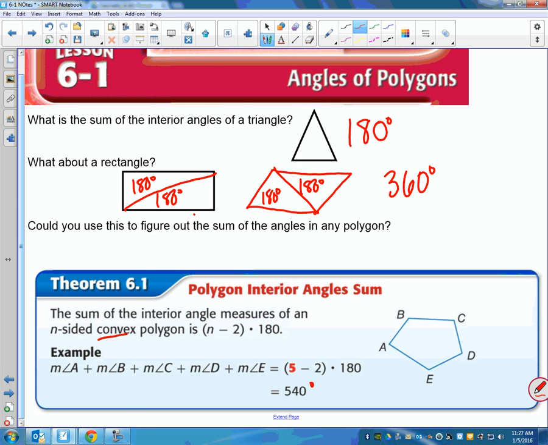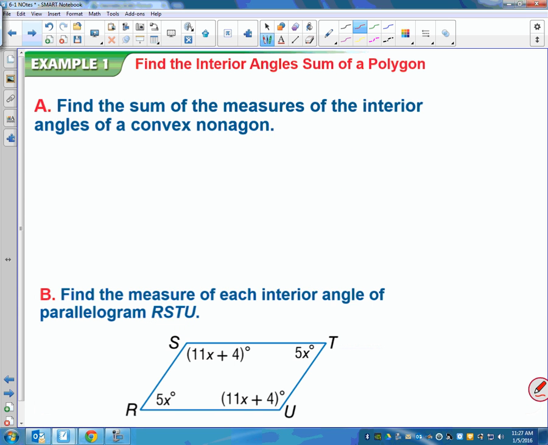Okay, so try one. The sum of the angles of a convex nonagon. How many sides does a nonagon have? 9. And then if you get that one done, part B, you might need to calculate.